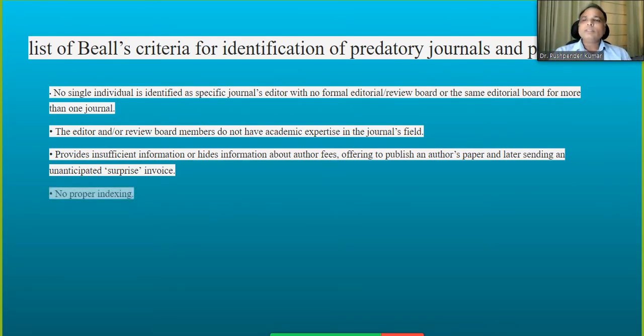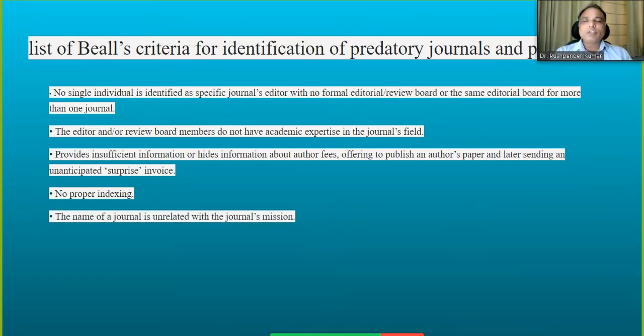Then no proper indexing, there is no indexing in it, no proper indexing. The name of the journal is unrelated to the journal mission. Good journals are very specific, subject specific, but here the name is such that all kinds of subjects can fit into one journal. So remember, if all kinds of language, research, science, commerce, humanity, social science, art, all papers get published in one journal, it is not a good journal, it's a predatory journal. The name should be very specific.